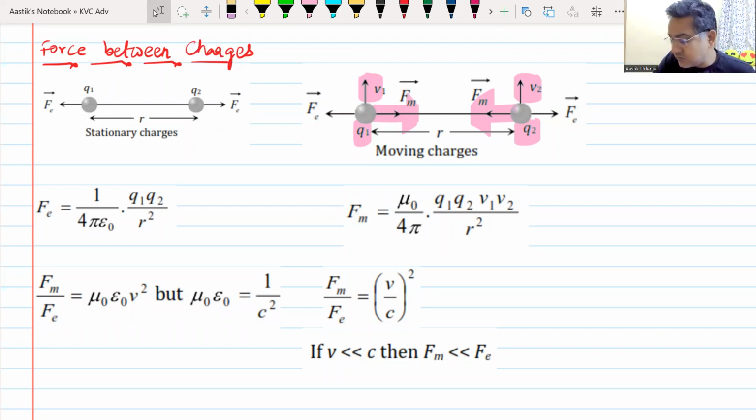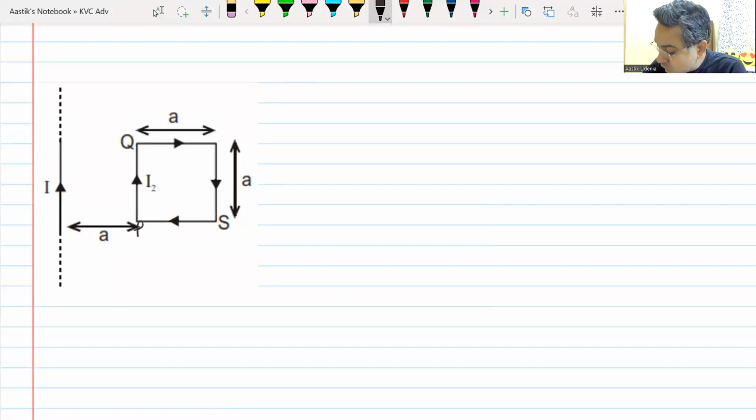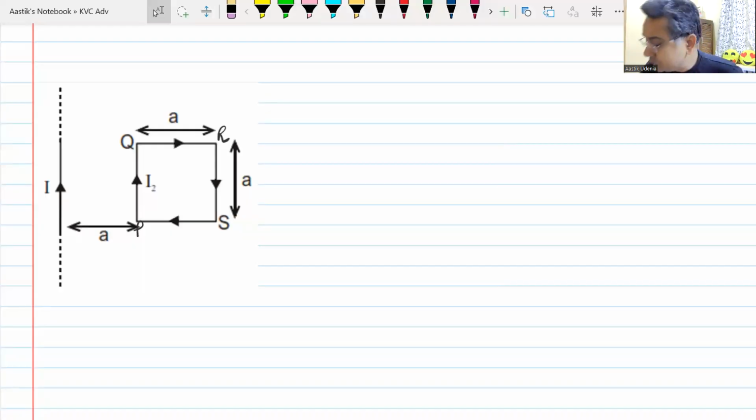Then you can solve this question. You have to find out the force on the loop. The name of the loop is PQRS. To find out the force on this loop, this is an infinite current carrying wire. So, how are we supposed to do this?